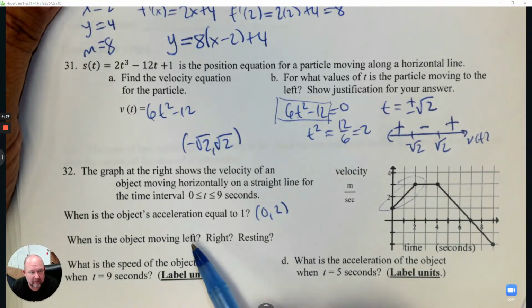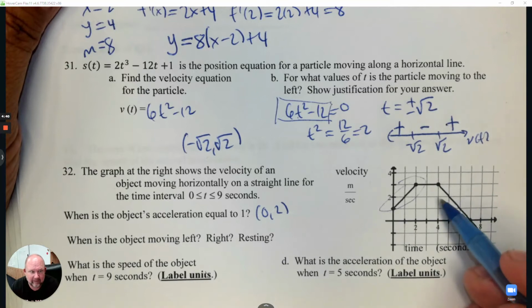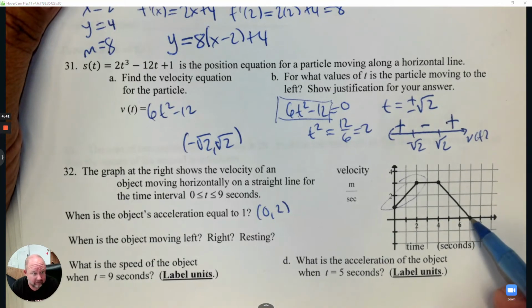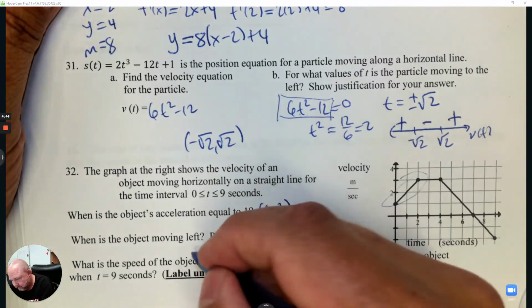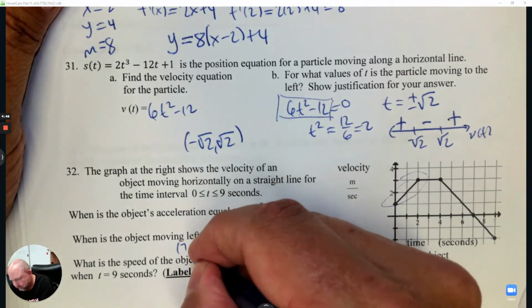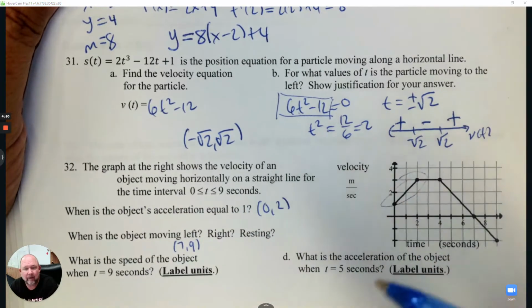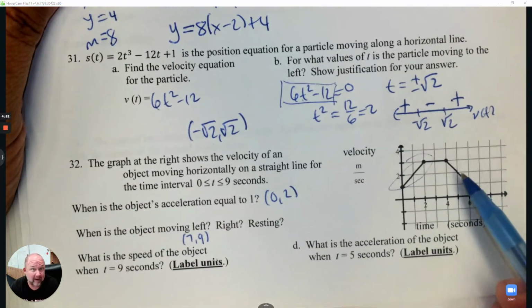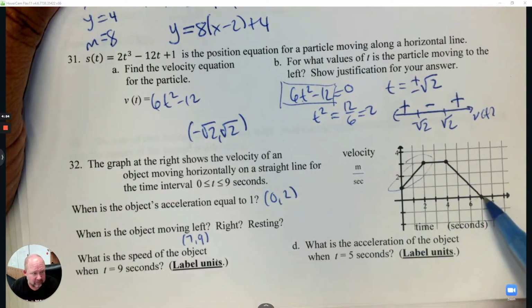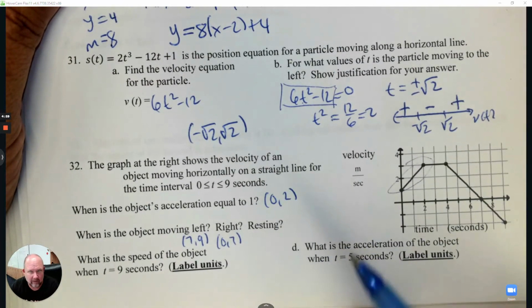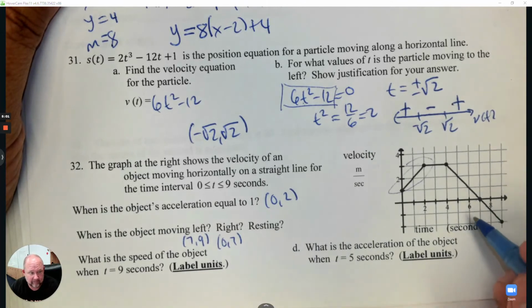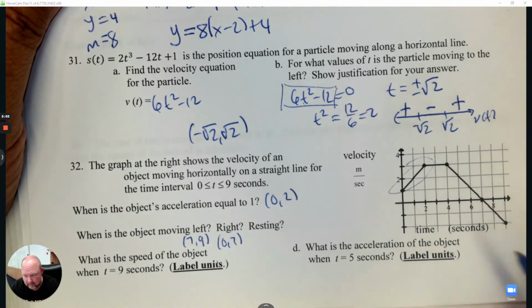When is the object moving left? Well, it's moving left when it's negative. So that's from 7 to 9. When is it moving to the right? It's when it's positive, above. That's from 0 to 7. When is it resting? That's when the velocity is 0. So at 7, it's resting.